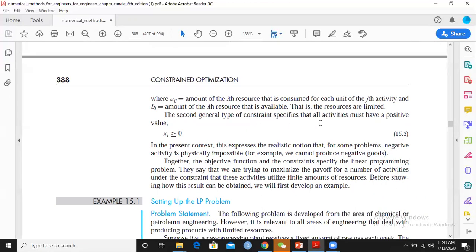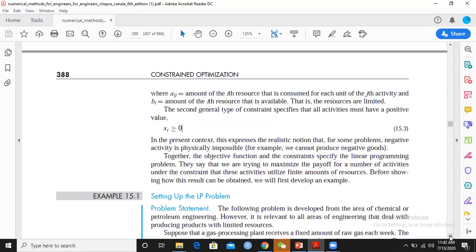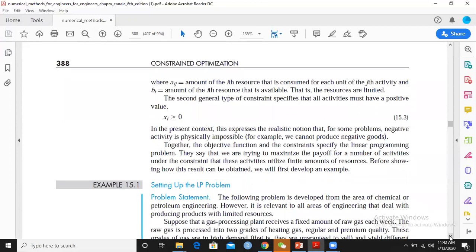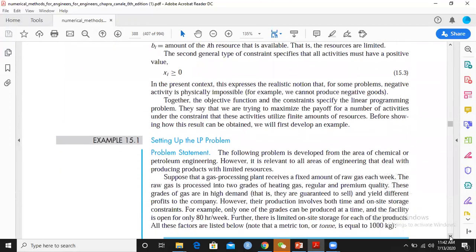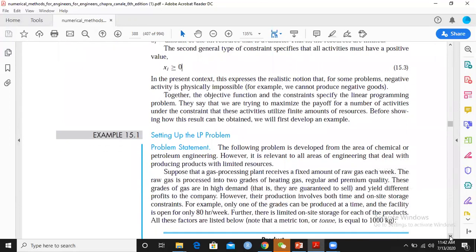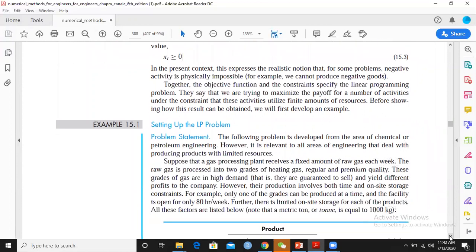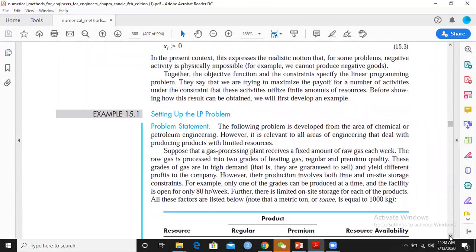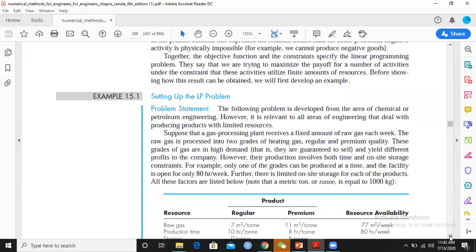The second general type of constraint specifies that all activities must have a positive value, right? So we need to remember this point. Usually when we talk about, for example, a material, we can say that its quantity is positive only, right? So that's why we can consider this inequality as a constraint. Okay, you can utilize this information in the form of a constraint. Okay, now this is a problem.